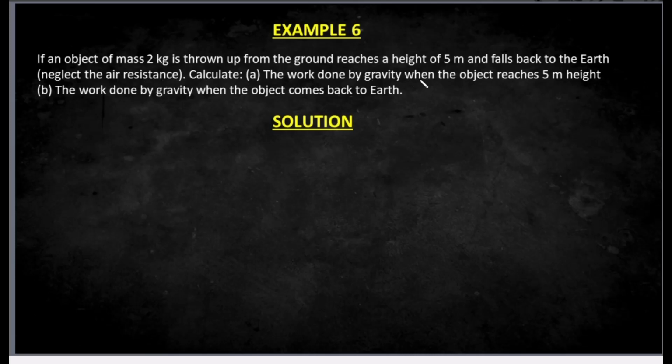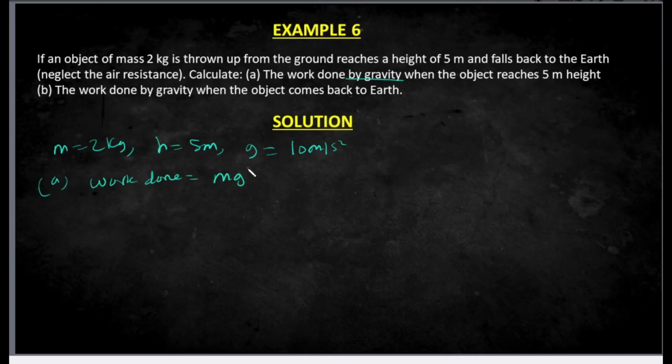So the question here is the work done by gravity when the object comes to the earth. Let's get the data first. Mass is 2 kilogram. The height is 5 meters. We can take our g to be 10 meters per second squared. Calculate the work done by gravity. Okay, so now the work done by gravity is going to be mgh.